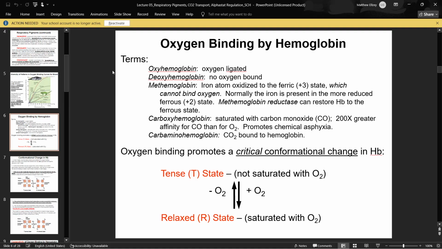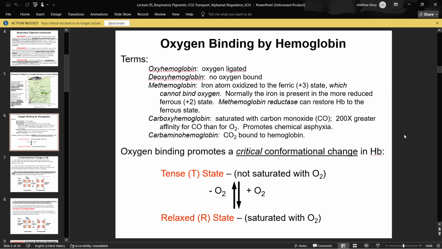So, oxygen binding in hemoglobin. Some terms to note: oxyhemoglobin is oxygen-ligated hemoglobin. Deoxyhemoglobin has no oxygen bound. Methemoglobin has an iron atom oxidized to the ferric state, which cannot bind oxygen. Normally, the iron is present in the more reduced ferrous 2+ state. Methemoglobin reductase can reduce methemoglobin back to the ferrous state.